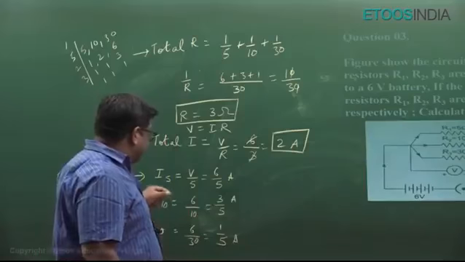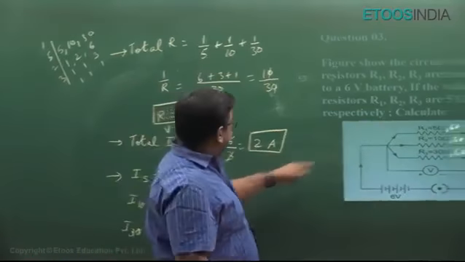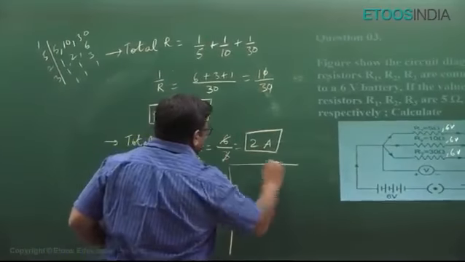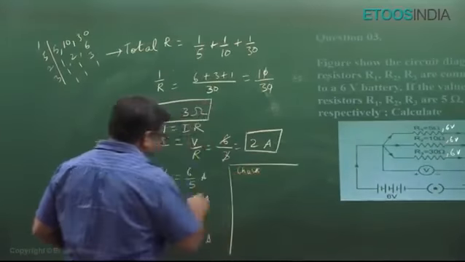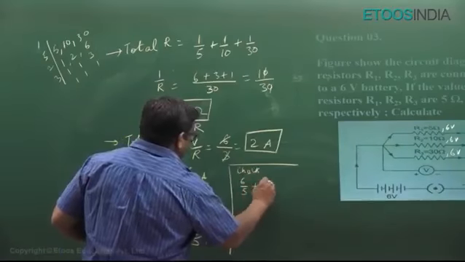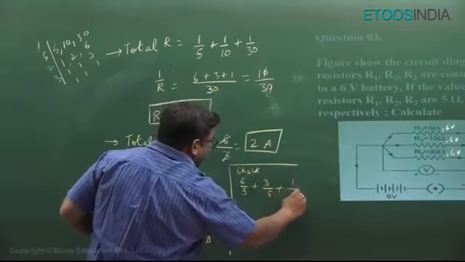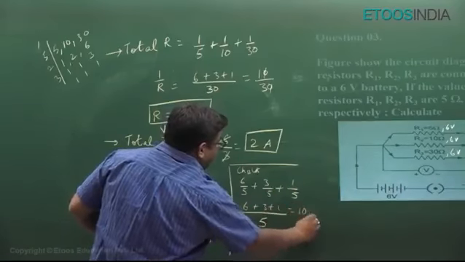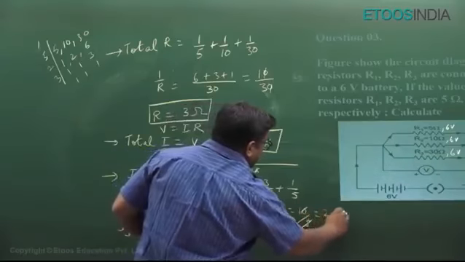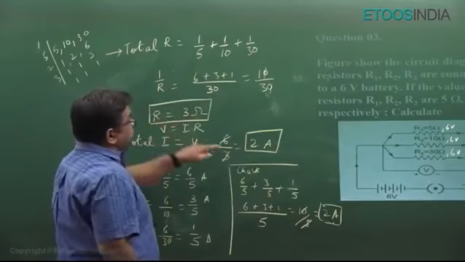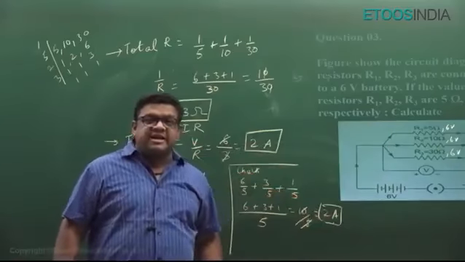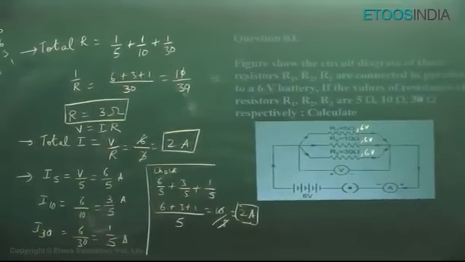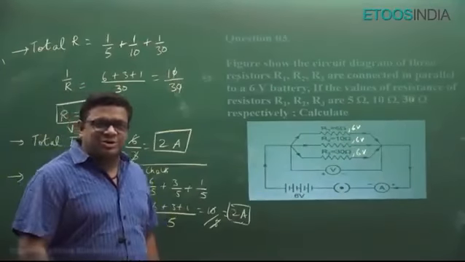We can check the answer also. How will we check the answer? The very easy way is that the total current should be equal to the sum of the currents we get from there. So, to check, I'll just write 6 upon 5 plus 3 upon 5 plus 1 upon 5. That is 6 plus 3 plus 1, 10 upon 5, and the answer is 2 ampere. Hence, the total current which we found, 2 ampere, is coming exactly equal to that. Kindly note down these questions. So, let's move on to the next question now.